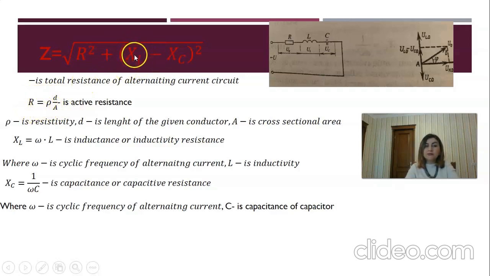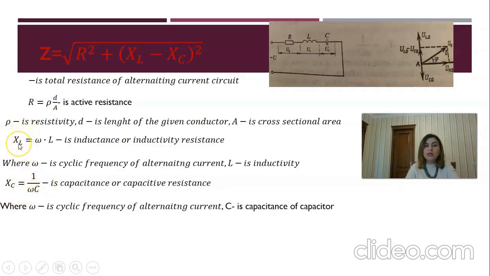And what about the inductance or inductivity resistance, which occurs within a coil? It's also the product of omega, the cyclic frequency of alternating current, and inductivity. Inductivity is also closely associated with the material, with the structure of the given material. And the last one, the resistance which occurs within a capacitor, is inversely proportional to omega, the cyclic frequency of the alternating current, and capacitance.